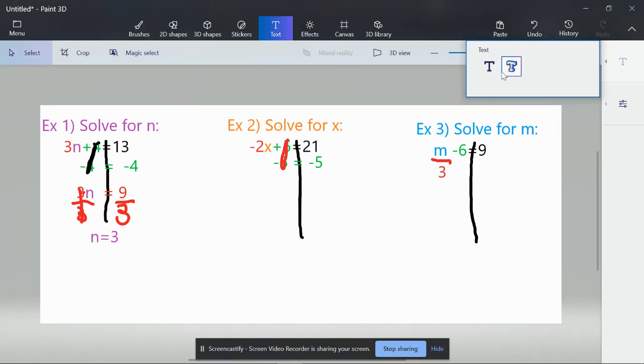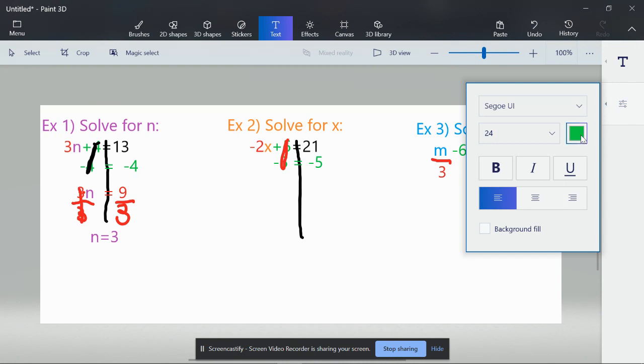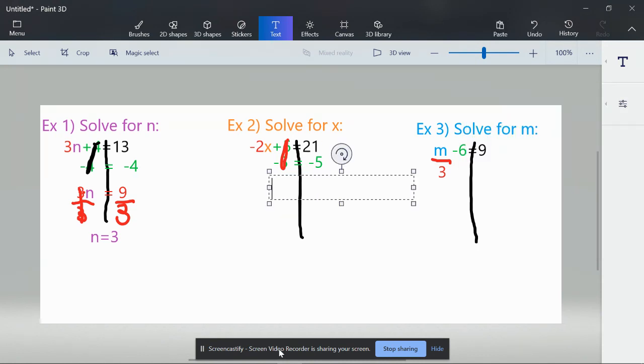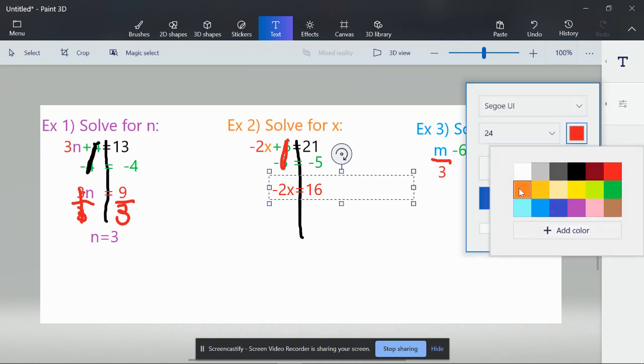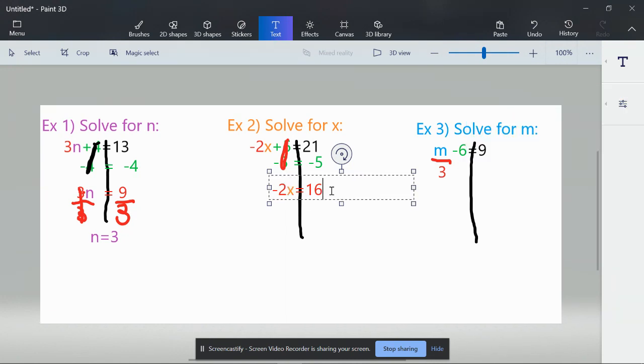What we have left is the -2, the x. Remember, these guys are multiplying. And then 21 minus 5 gives us 16. So we still are looking to rescue the x here. That's still our goal. We still need to solve for x.